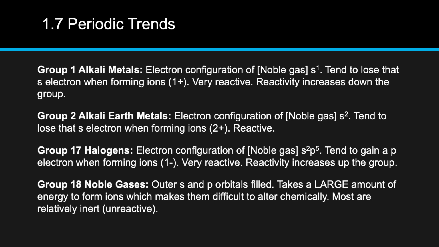So group 1 are the alkali metals. They all have an electron configuration ending in s1. They tend to lose that one electron to form a 1+ ion, and they're extremely reactive. In fact, their reactivity increases as you move down the group, because those valence electrons are moving farther away from the nucleus, so they are easier to remove than if they were closer.